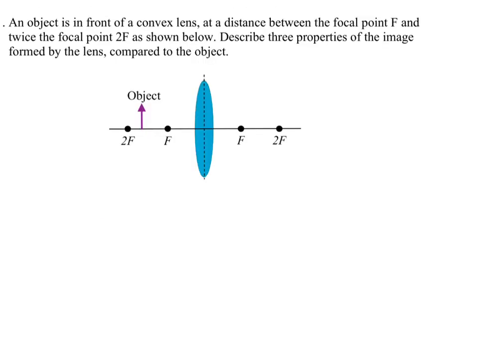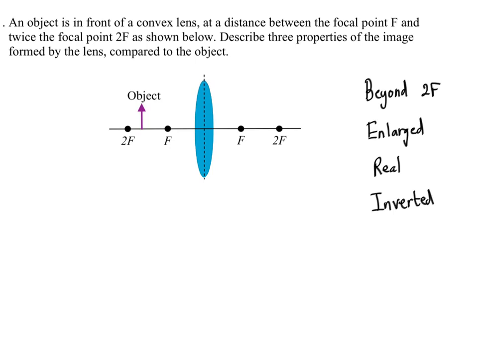Okay, one more problem. Here it's asking you to describe the 3 properties. It's not asking you to draw a ray diagram. Just describe the 3 properties. We can see the object is between f and 2f. So we need to recall from memory that the image should be formed beyond 2f. It should be enlarged. It should be real. And it should be inverted.